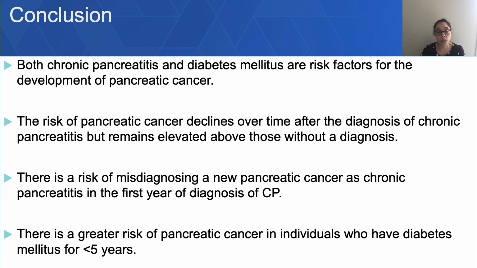So, in conclusion, both chronic pancreatitis and diabetes are risk factors for the development of pancreatic cancer. The risk of pancreatic cancer declines over time after the diagnosis of chronic pancreatitis, but remains elevated above those without a diagnosis. There is a risk of misdiagnosing a new pancreatic cancer as chronic pancreatitis in the first year after diagnosis of chronic pancreatitis. And there is also a greater risk of pancreatic cancer in individuals who have had diabetes for less than 5 years.